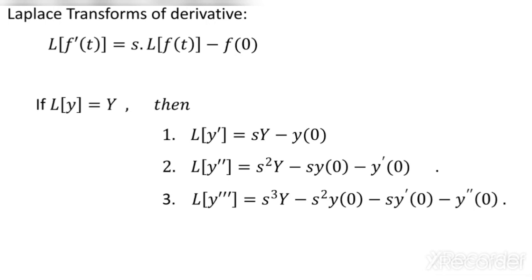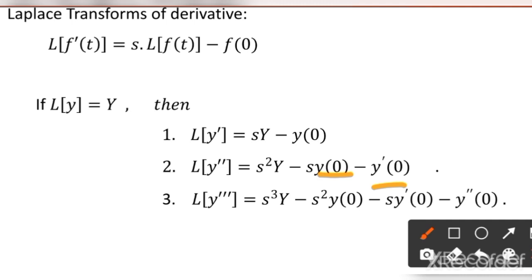We first write the differential equation in symbolic form by taking the notation dy by dx as y dash, d2y by dx2 as y double dash, or with respect to the variable t, dy by dt as y dash. Then apply Laplace on both sides and apply the results. The Laplace transform of y is capital Y, and we have the Laplace transforms of y dash, y double dash, and if it is third order, y triple dash. Substitute all the conditions given: y of 0, y dash of 0, y double dash of 0.